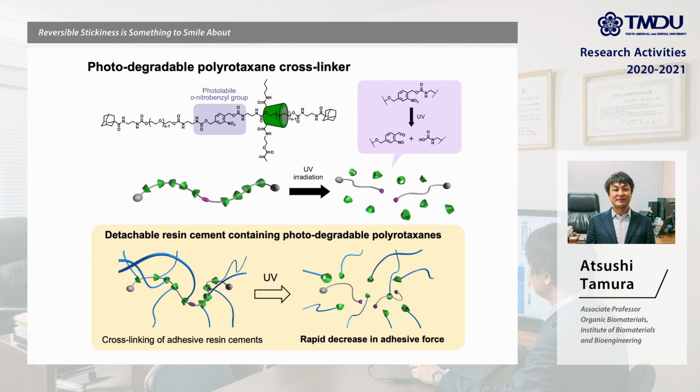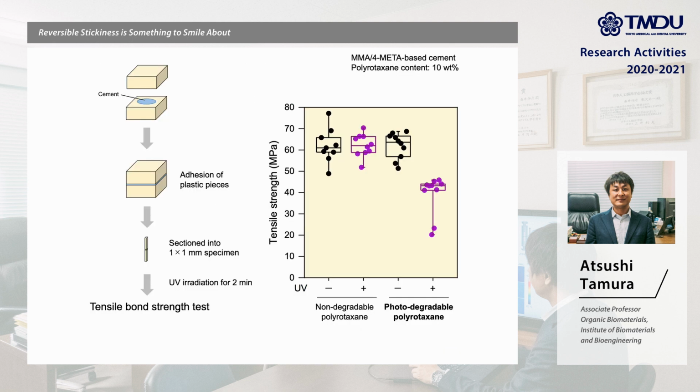of polyrotaxane. We demonstrated the beauty of this technology by bonding two plastic pieces using resin cements containing photodegradable or non-degradable polyrotaxane. Then we tested the adhesive force between two plastic pieces by tensile strength test. Without UV radiation, there is no difference in the tensile bond strength between photodegradable and non-degradable polyrotaxanes.